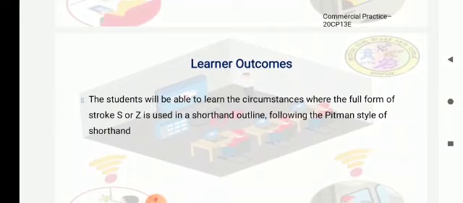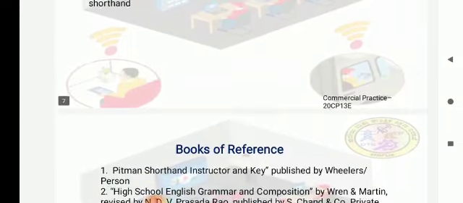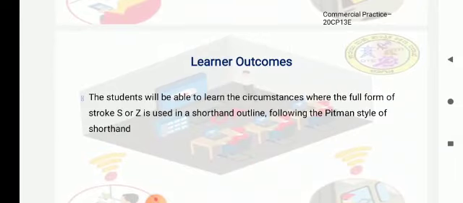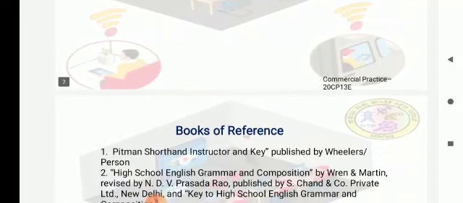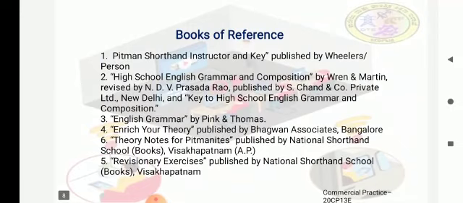So what is the learning outcome of this particular unit? In this session, you will be able to understand where you have to write the stroke S instead of circle S. This is the first session of this unit. In the next session, you have a continuation of the rules where you have to write stroke S instead of circle S.